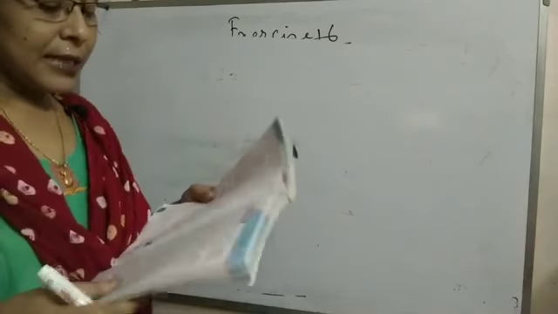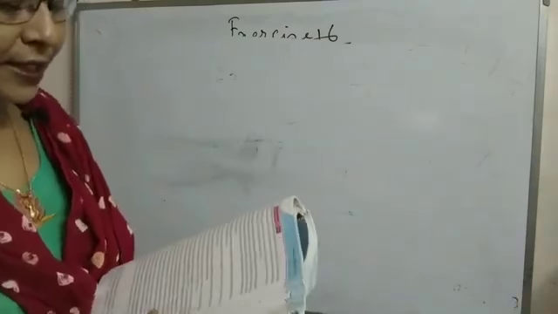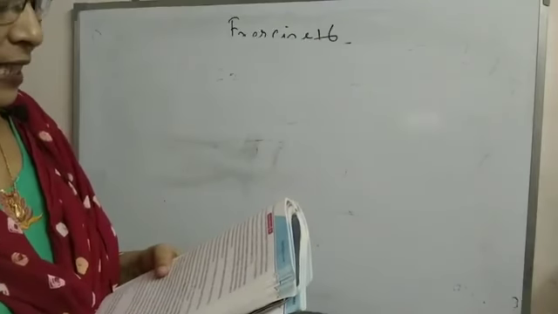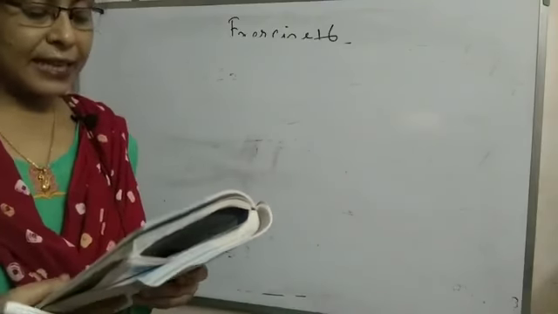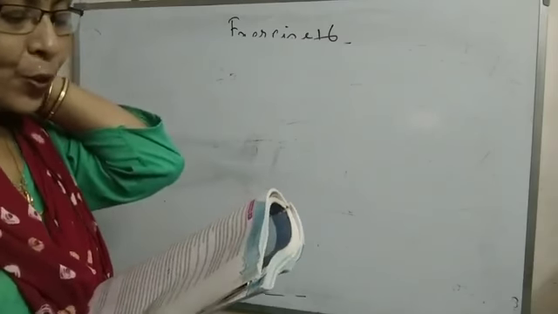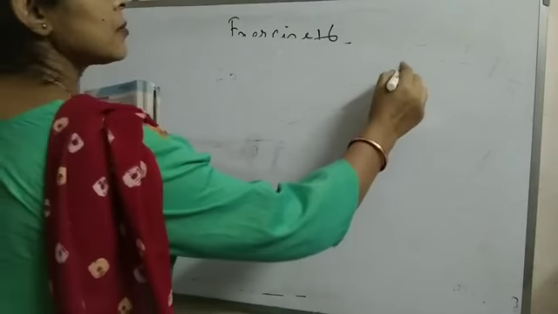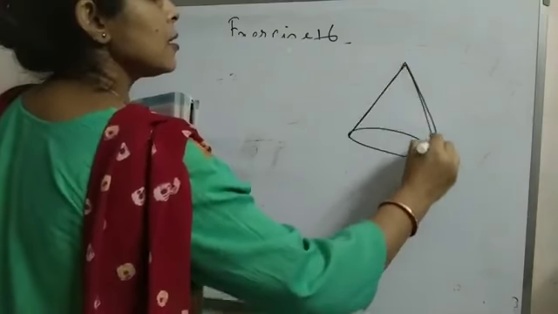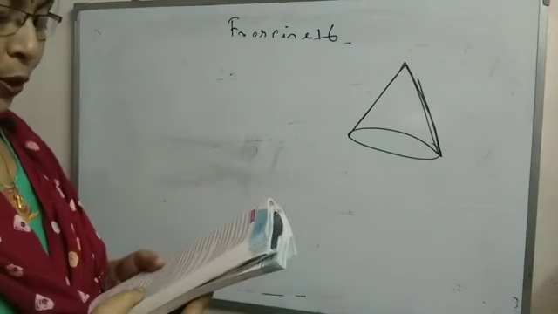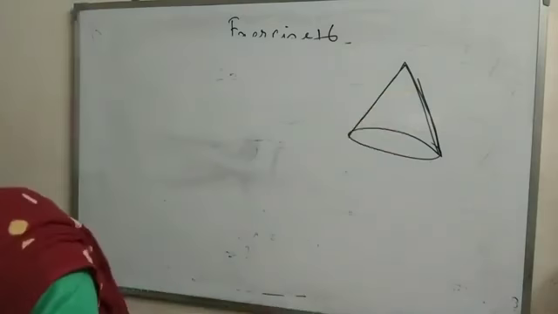Next sum is sum number 5. 77 square meter tarpaulin is required to make a right circular conical tent. If the slant height of the tent is 7 meter, then let us write by calculating the base area of the tent. 77 square meter tarpaulin is required to make a right circular conical tent, that is curved surface area, that is pi r L here.